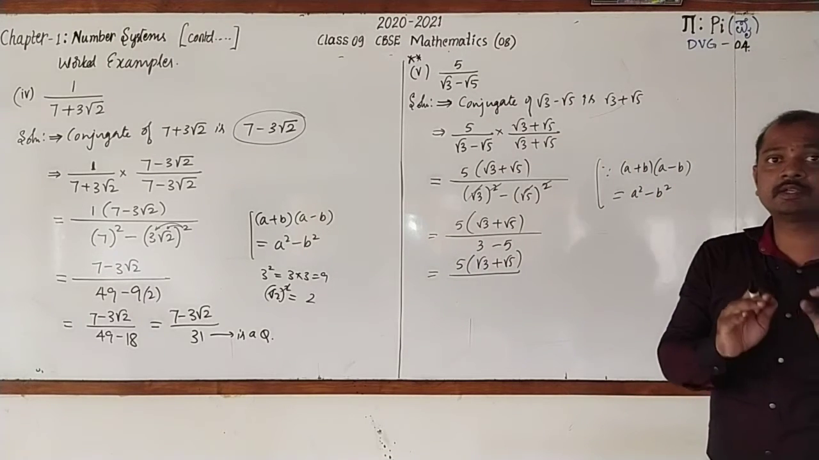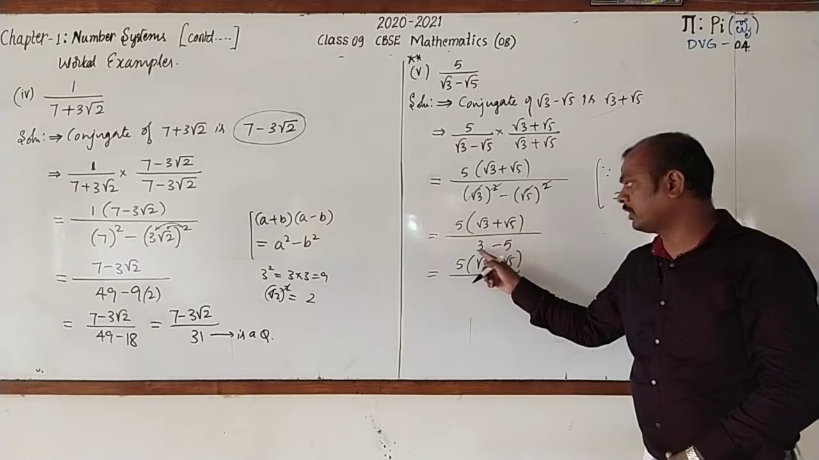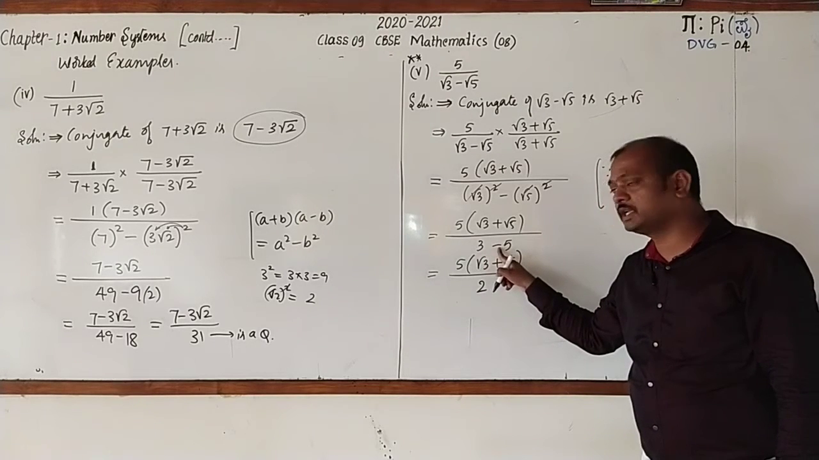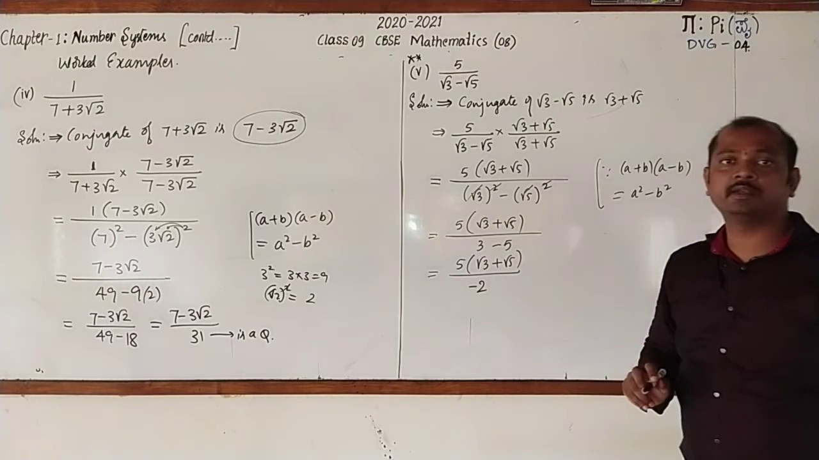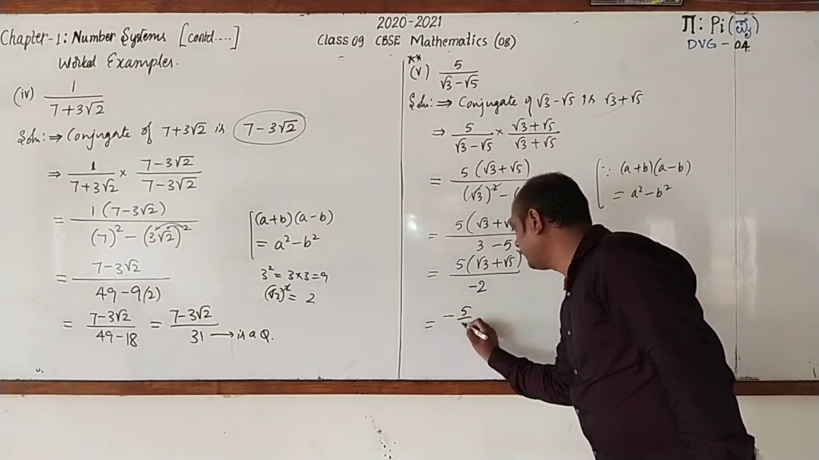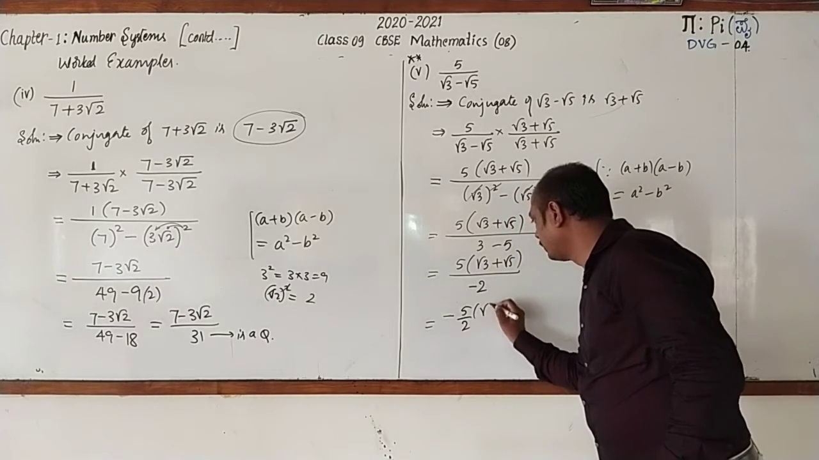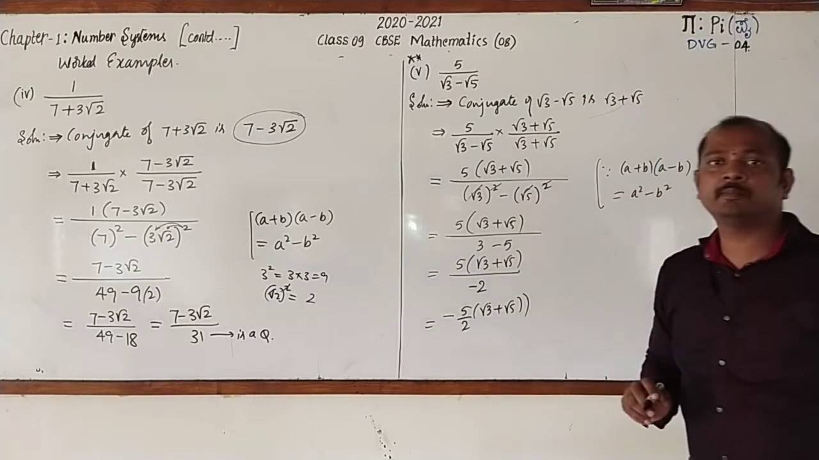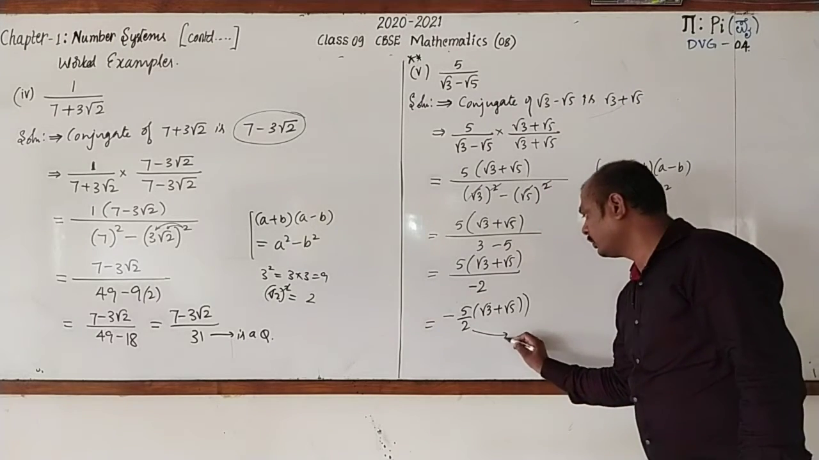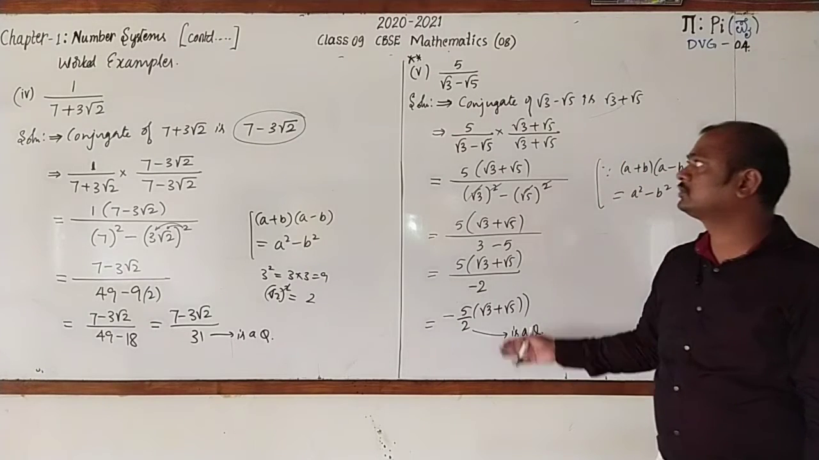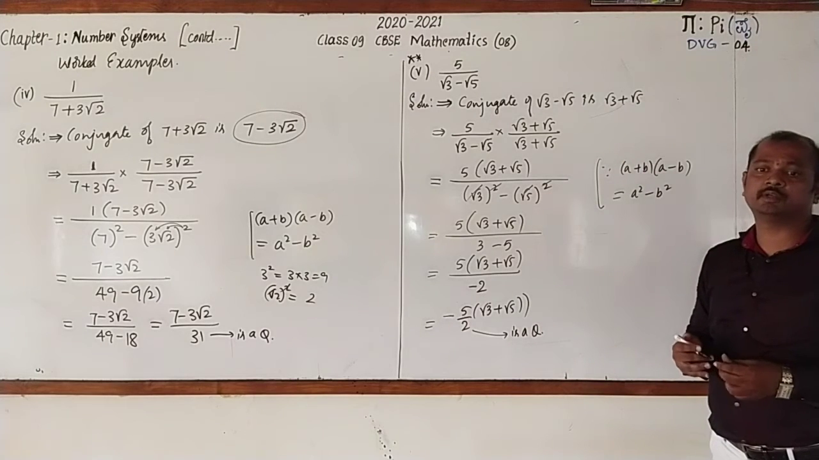It is equal to 5 into (root 3 plus root 5) divided by, what is 3 minus 5? Not just 2. Of course you are going to find out the difference, 2, but what is the greater number's sign? Minus. So it will be minus 2. This can also be written as minus 5 by 2 into (root 3 plus root 5). What is in the denominator? 2. What type of number is it? A rational. So this is rationalizing the denominator.